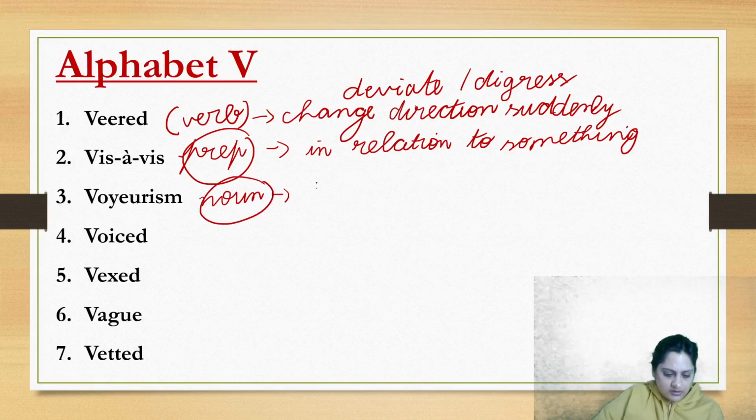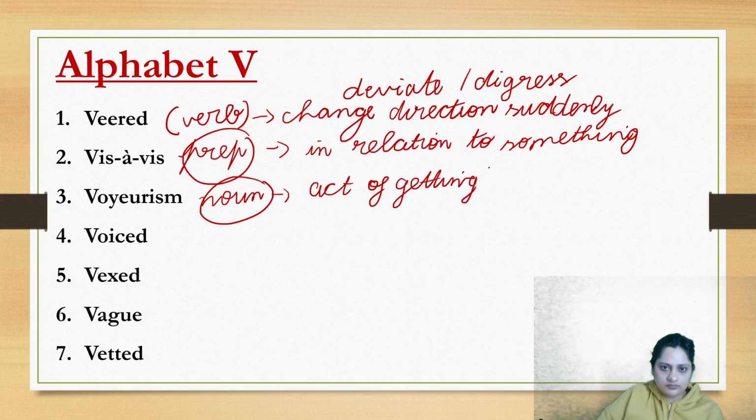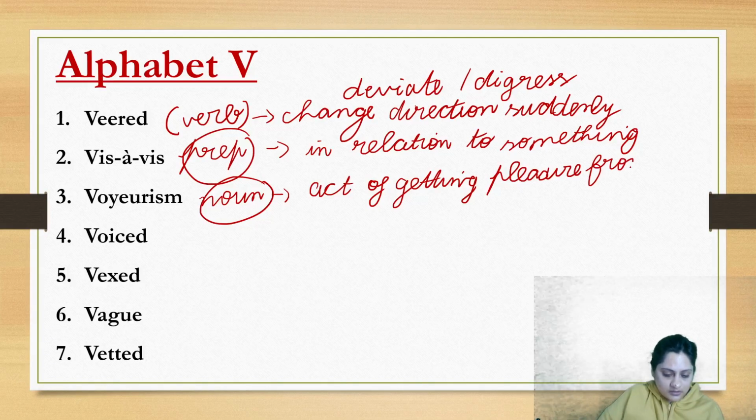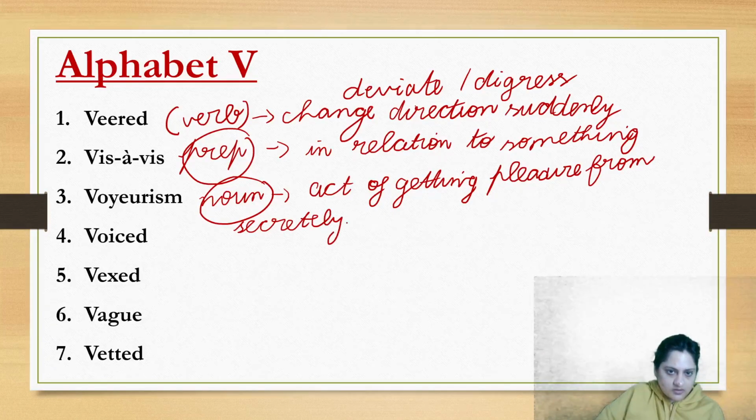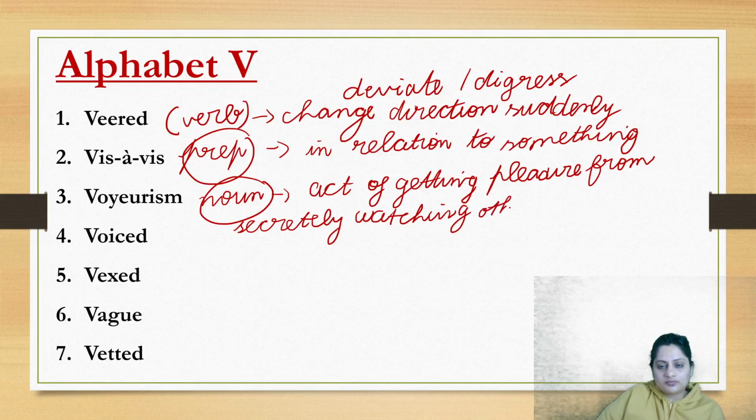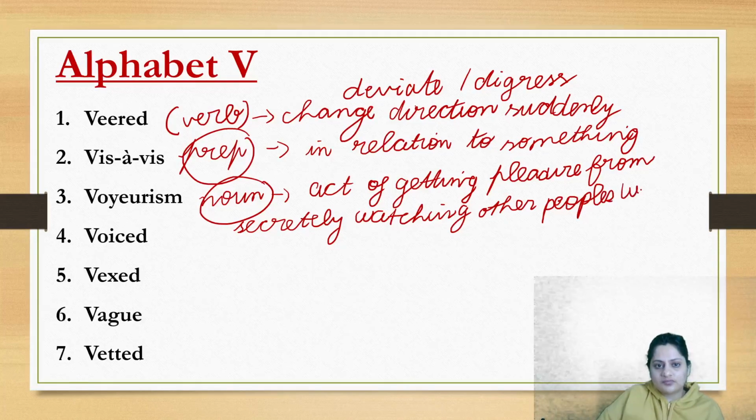Voyeurism is a noun word, act of getting pleasure from secretly watching other people's private lives. We talked about this particular word in an article related to cyber bullying, cyber security. Secretly watching other people's life, voyeurism. You get pleasure doing that.